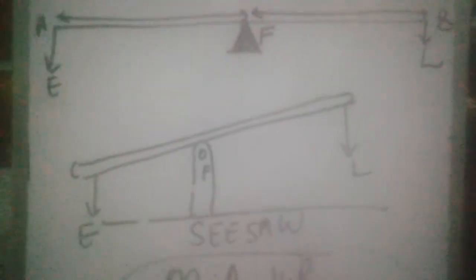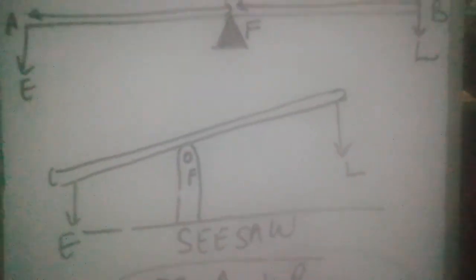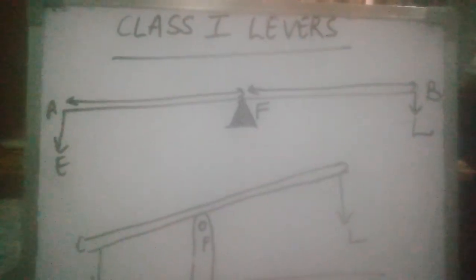Likewise, we have many more examples. Read your book, children, till class 1 lever. In Zoom session I will proceed with class 2 levers and class 3 levers. Children, your homework is to read chapter number 3 till page number 53. I hope you all will do it.